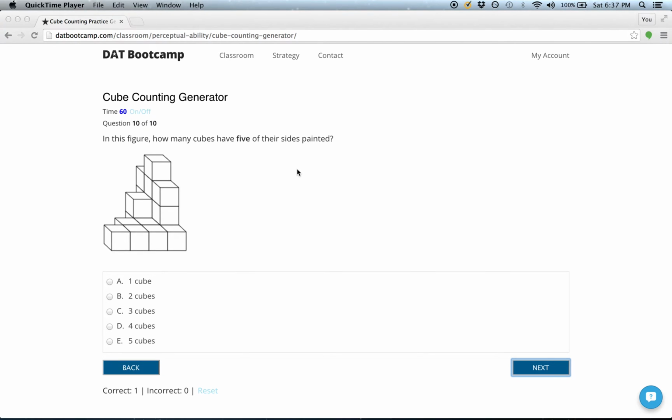Today I'm here to show you an awesome tool that's going to help you nail the cube counting section. It's a cube counting question generator. I just want to give you a really quick intro to it.